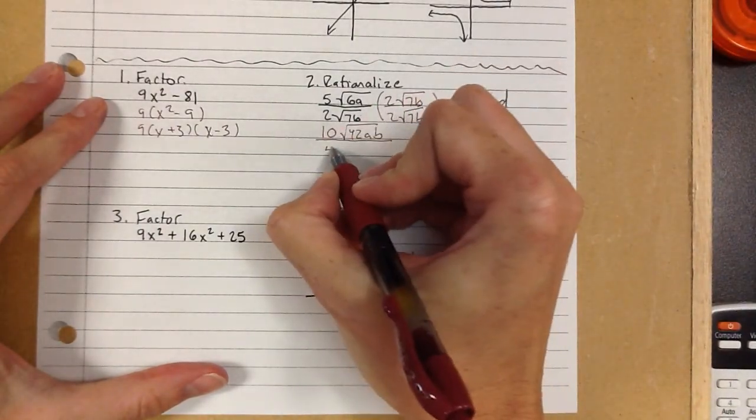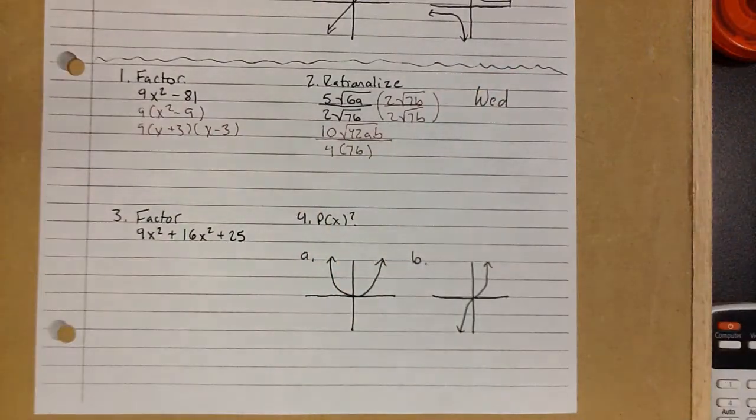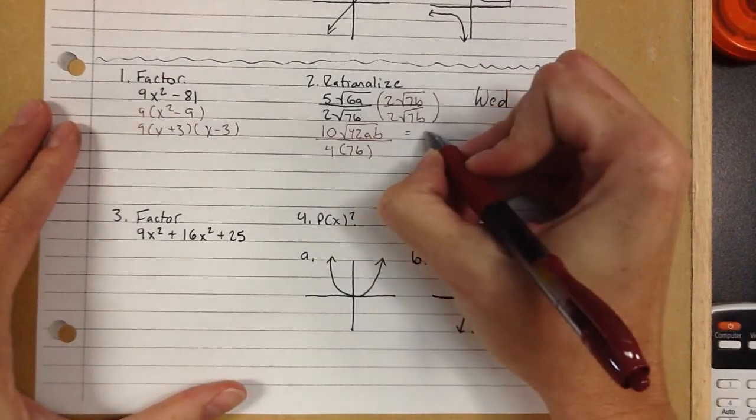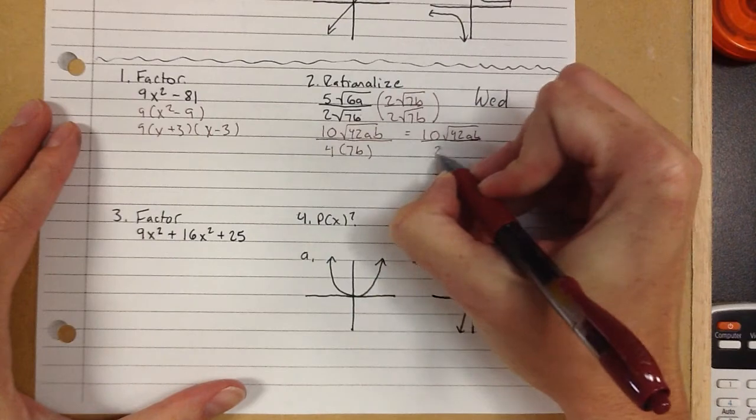over 4 times 7b. Okay. Square root of 42, does that simplify? Yes, to what? You want to change your answer? Doesn't simplify. Yeah, it doesn't simplify. That's good. All right. So I have 10 square roots of 42ab over 28b.